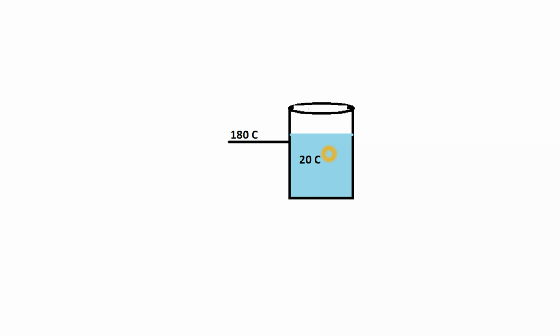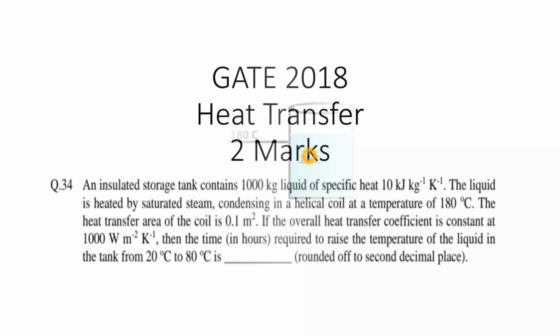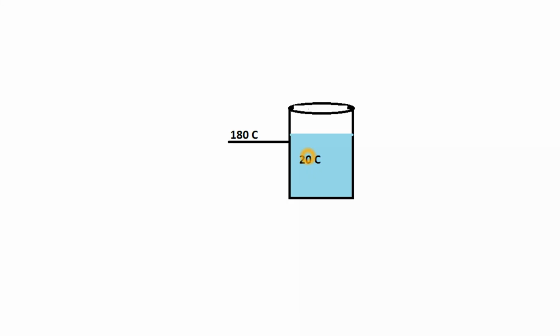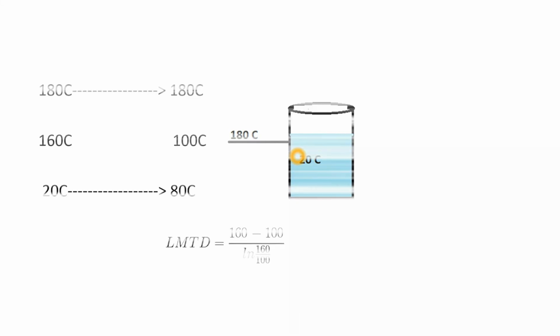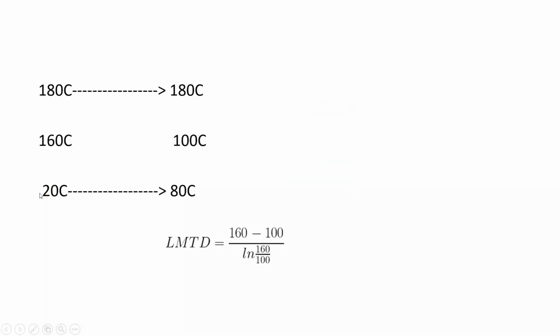So I will take here the logarithmic mean temperature difference. You can see here, this is the easiest way to solve this problem. Then we are increasing the temperature from 20 to 80 degrees centigrade. So initially you can see here, the initial temperature difference is 160 degrees centigrade, and the final temperature difference we are getting is 100 degrees centigrade only, since we are approaching 80 degrees centigrade.